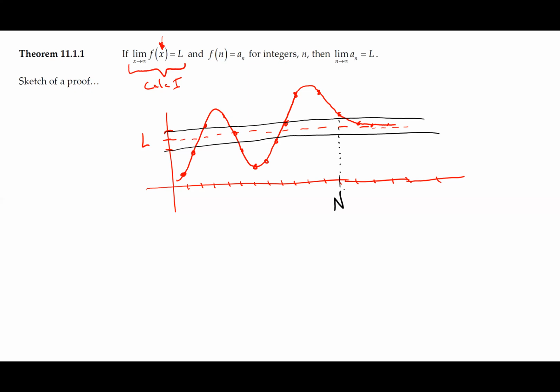For any natural numbers past that N, my sequence sits inside that band. Because after all, my function sits inside that band. And those sequence values are just individual values of the function that the function takes on for natural number values in the domain. Okay?